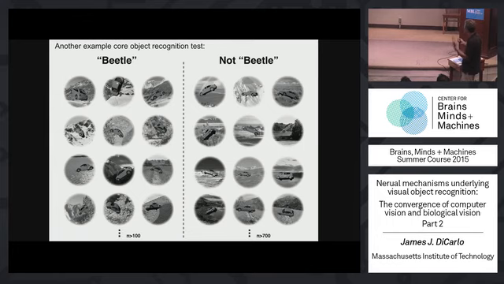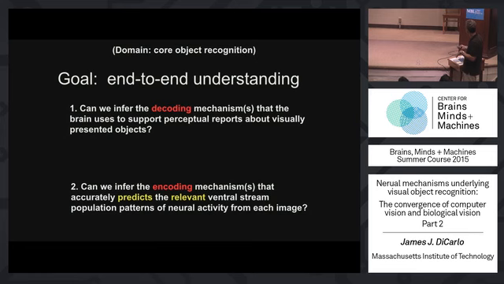Here's a subordinate task. This is beetle from not beetle. So it's a particular type of car. You can see it's more challenging. Again, we don't show these images like this. This is just to show you the set. We show them one at a time.